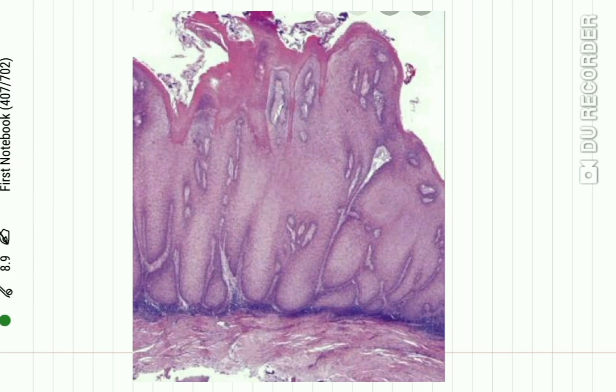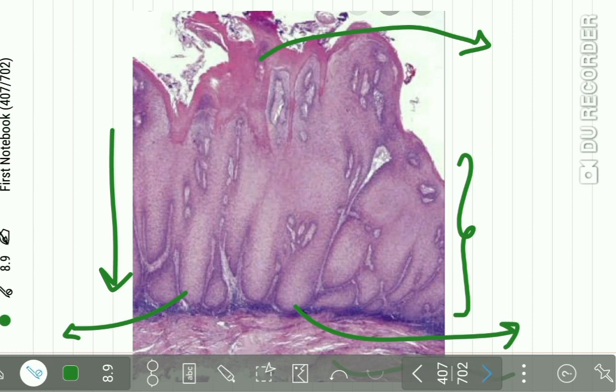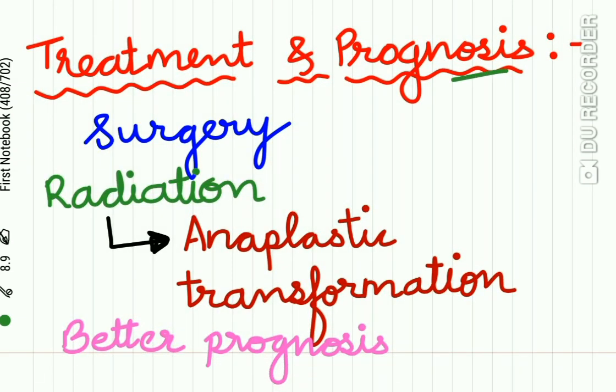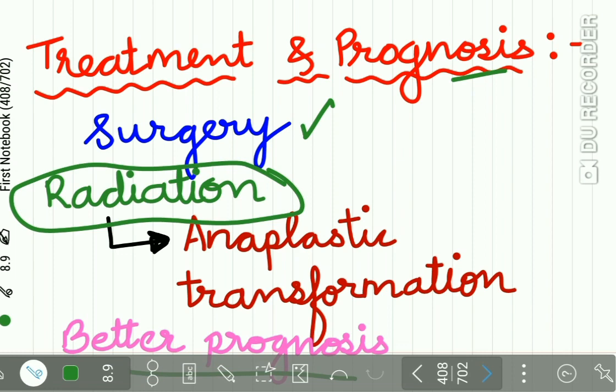So here you can see hyperplastic proliferative stratified squamous epithelium with parakeratin plugging, intact basement membrane, bulbous rete pegs, chronic inflammatory cell infiltrate, and growth of the epithelium into the connective tissue. Now the treatment and prognosis: precise surgical excision is needed. Irradiation may cause anaplastic transformation of the verrucous carcinoma, but the prognosis of the lesion is good.